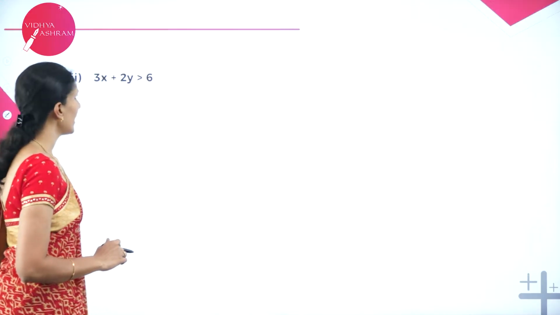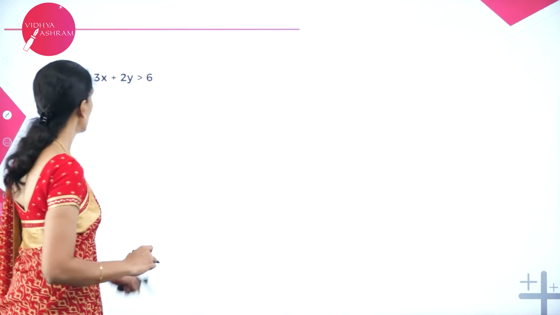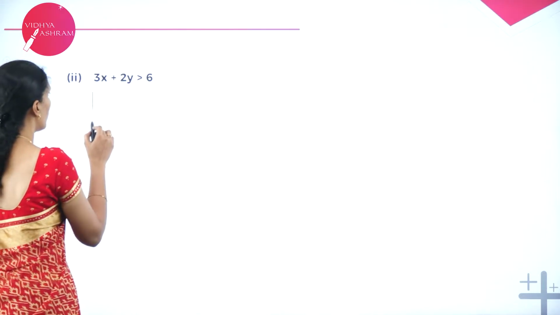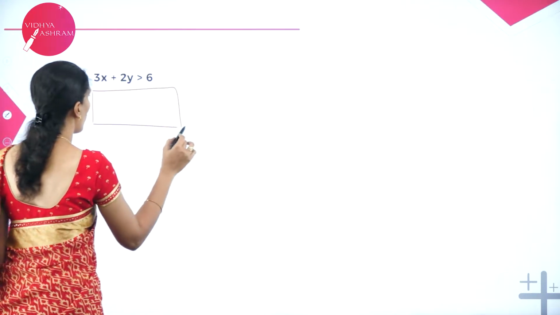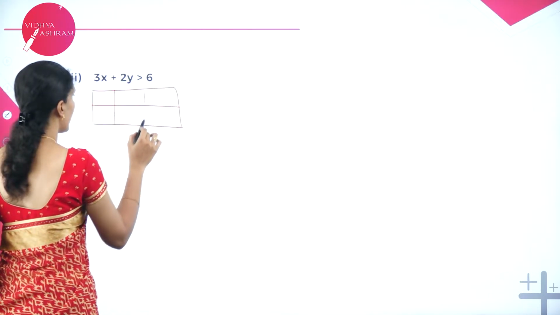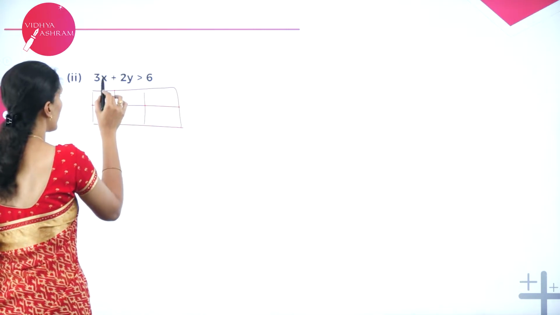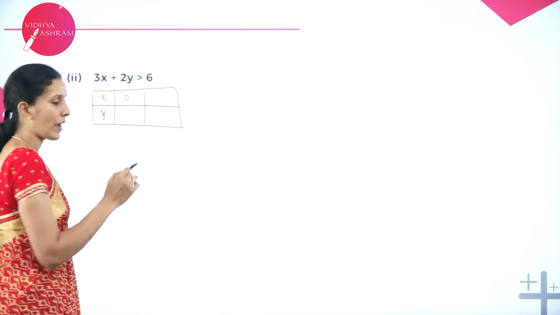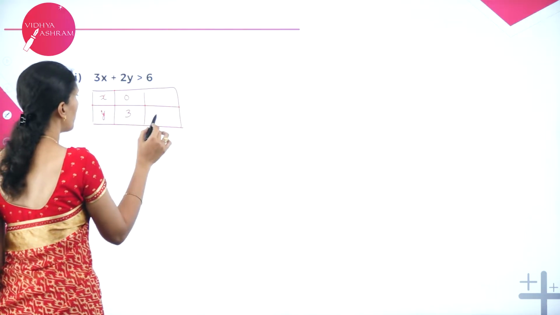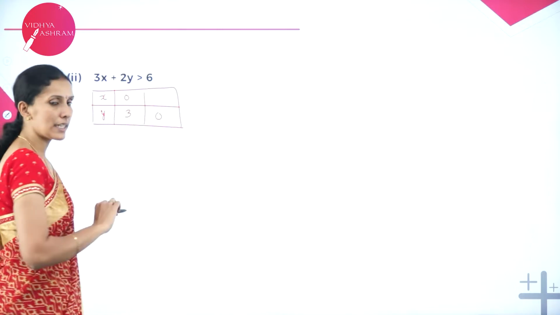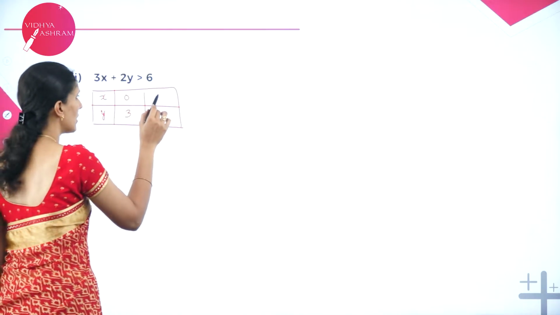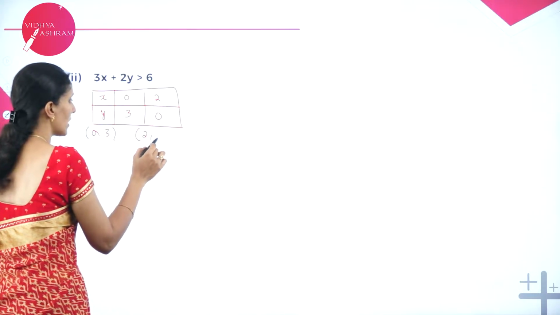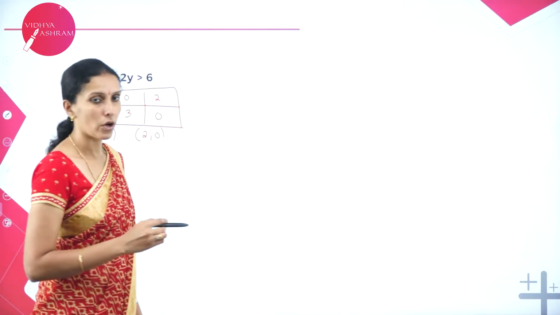Next, 3x plus 2y greater than 6. So here, let us take values for x and y. We know we need 2 points to draw a line. Put x is equal to 0 in this equation, you get 2y is equal to 6, so y you will get as 3. If you put y is equal to 0, you will get 3x is equal to 6, where 2 is the value. Therefore, the points are 0, 3 and 2, 0. So using these points, let us draw a straight line.